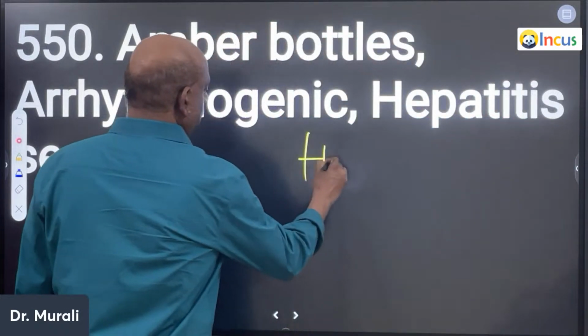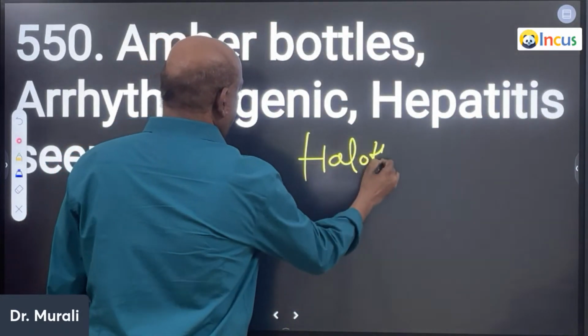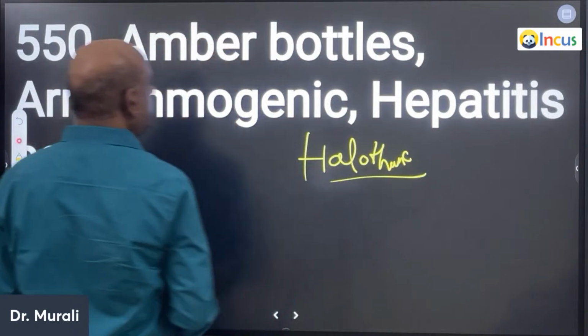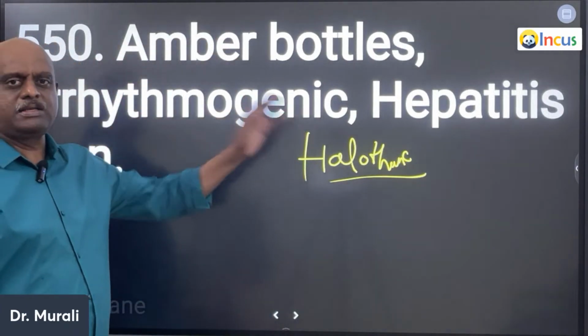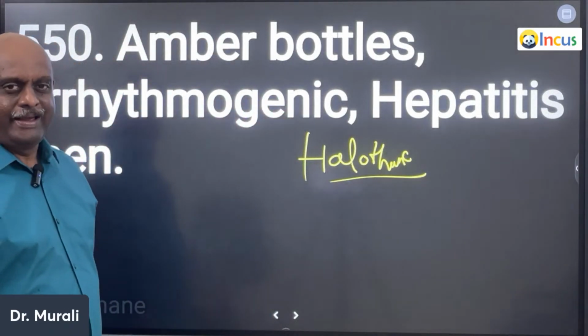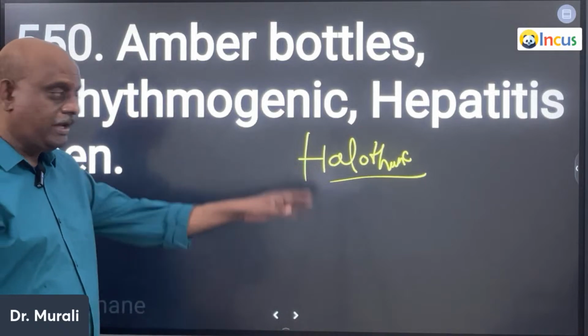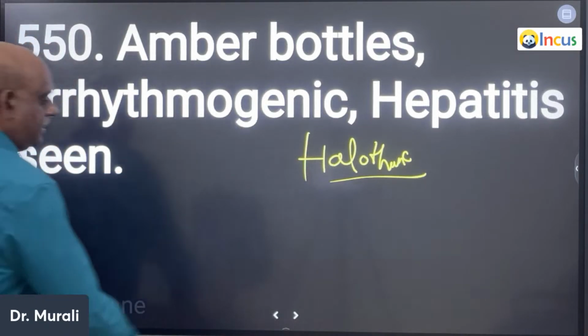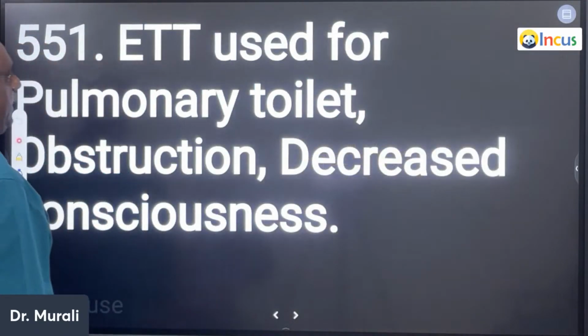Halothane. What are the quick key points you need to remember about halothane? Amber bottles in which it is stored. Halothane is arrhythmogenic. Halothane can cause hepatitis. They are all the features of halothane.